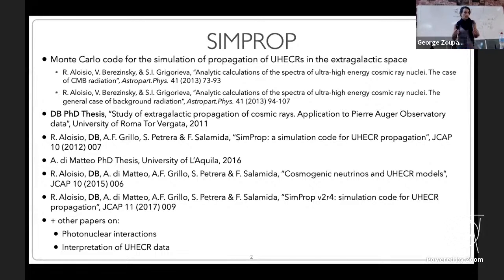Thanks to this, we were able to study the effects of the uncertainties in photonuclear and astrophysical inputs on the propagation of cosmic rays, and the impact on the interpretation of the data. Because of this, we could use this code and other codes within the collaboration in official papers of the entire collaboration. So that was very nice for us.